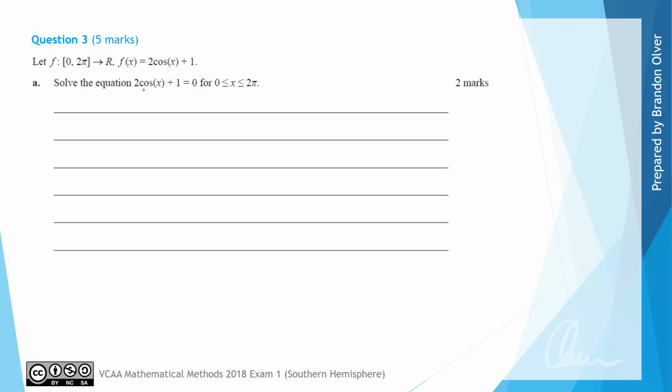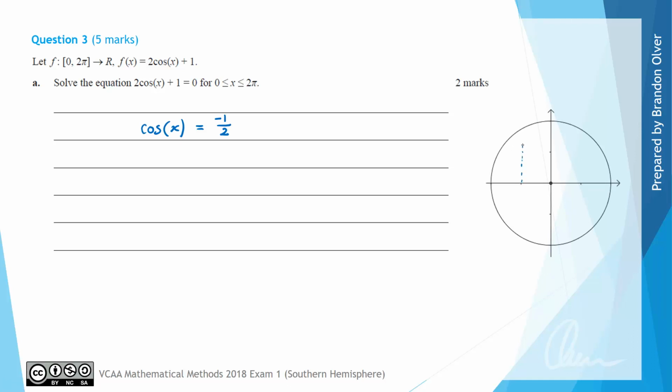So if we're solving 2 cos of x plus 1 equals 0, that's the same as solving cos of x equals, subtracting the 1 first and then dividing by 2, negative a half, which is related to exact values on our unit circle. So if we bring up a unit circle, we know that cos is read off the x-axis, and cos of x equaling negative a half is back here.